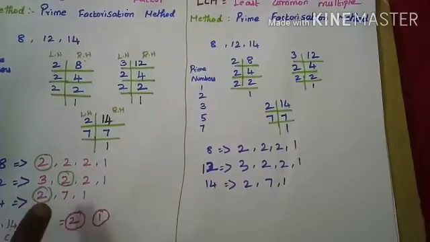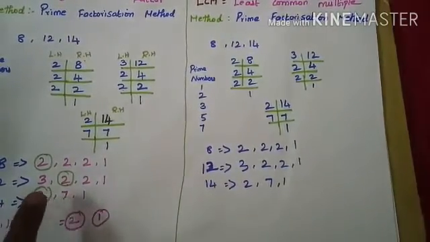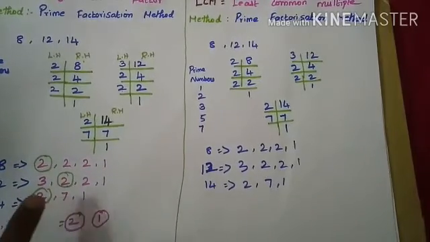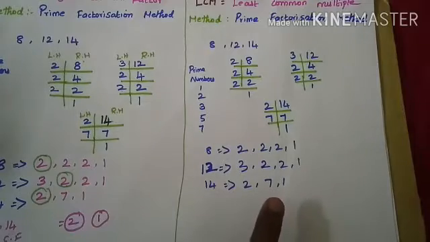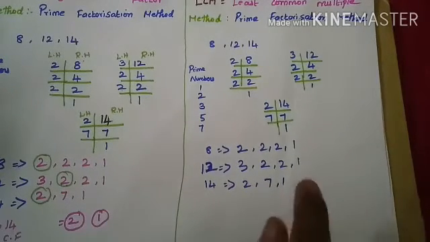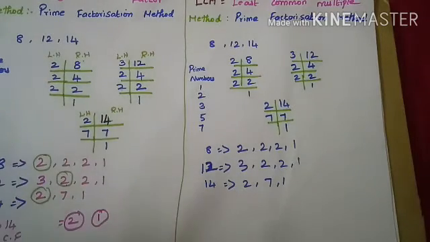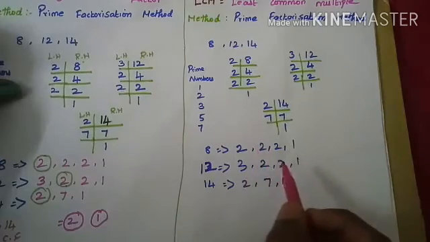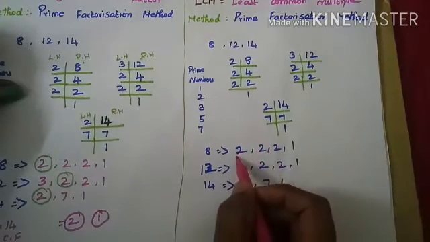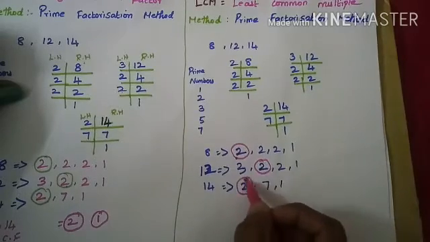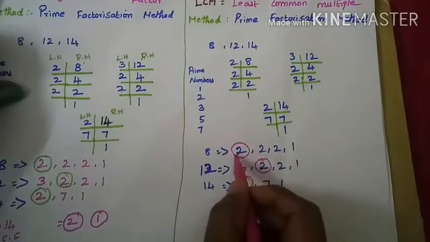HCF means highest common factor. That means which number is commonly present in the 3 numbers. That is a common factor. And here, LCM means we write the common factors and also the uncommon factors. So look at this. What are all the common factors? 2, because 2 is commonly there in the 3 numbers.